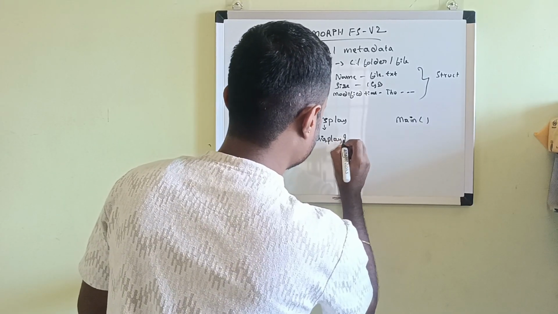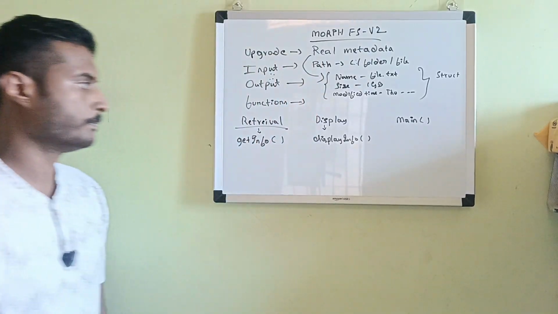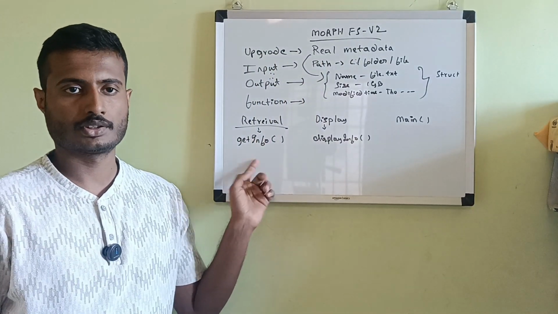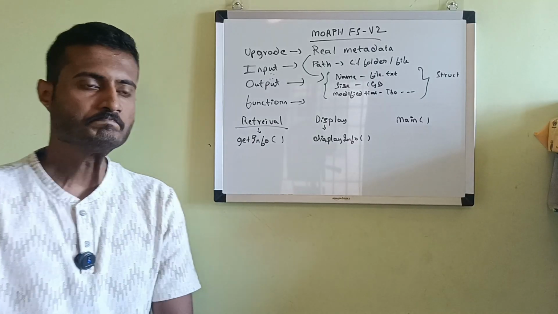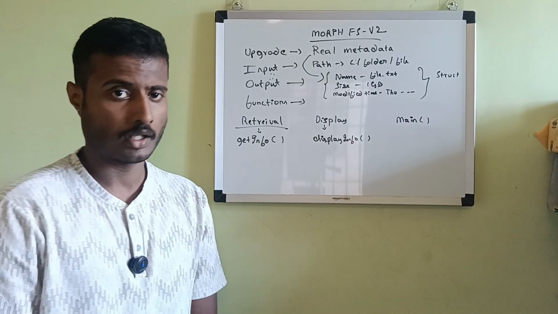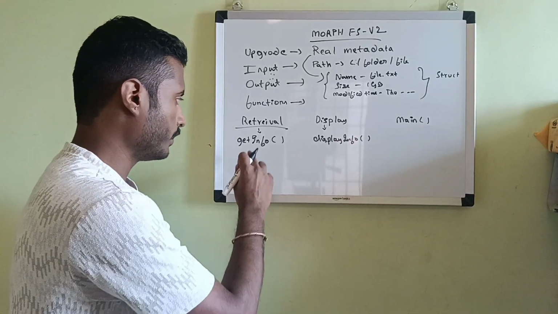Display info, right? This is main. So what should be the input for this? Any idea? Think and answer. Try to answer it in the comment section.